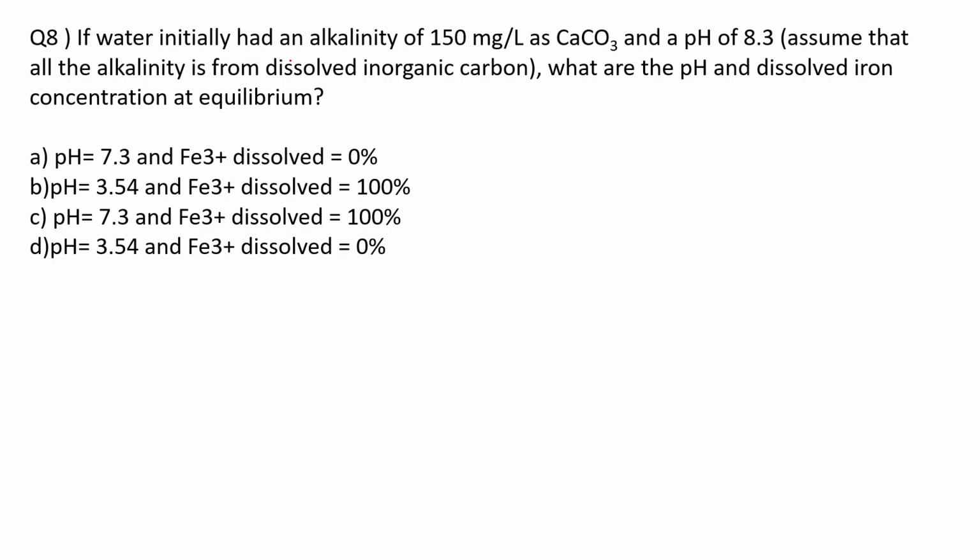Coming to connected question number 8. In question number 7, it was pure water. Now, in this question, it is saying that water has alkalinity of 150 milligrams per liter as CaCO3 and pH is 8.3. In that question, the pH was 7. Assume that all the alkalinity is from dissolved inorganic carbon. What are the pH and dissolved iron concentration at equilibrium? This can also be solved in Visual MINTEQ.